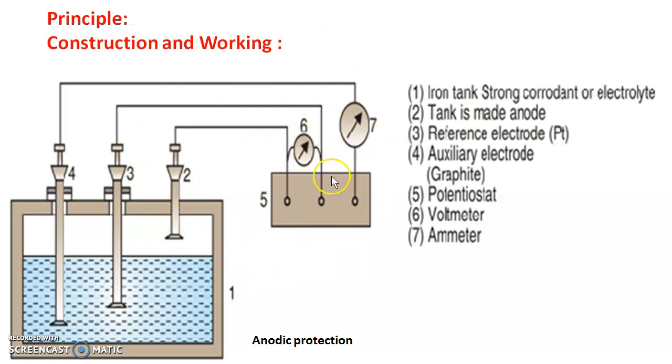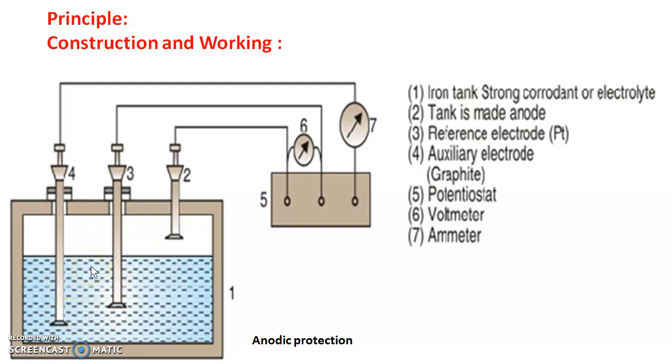The metallic installation, such as a reactor, water tank or industrial water cooler, is made anodic by using the reference electrode, which is platinum, and the auxiliary electrode, which is graphite, as clearly indicated in the diagram. So your metallic installation can be made anodic with the help of the platinum reference electrode and the graphite auxiliary electrode.